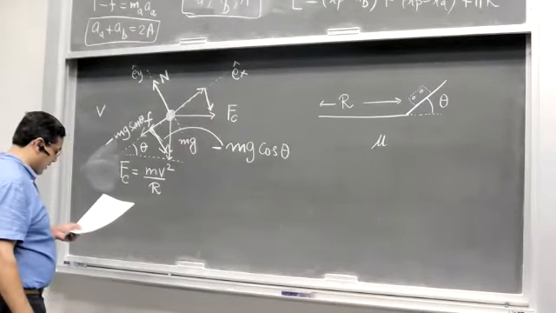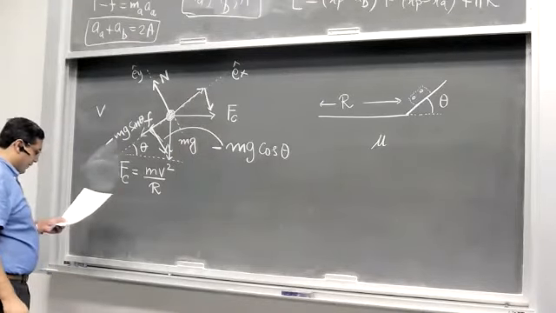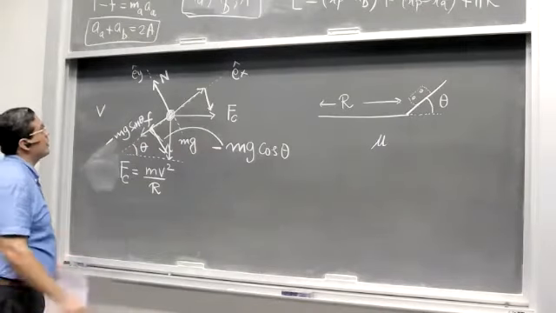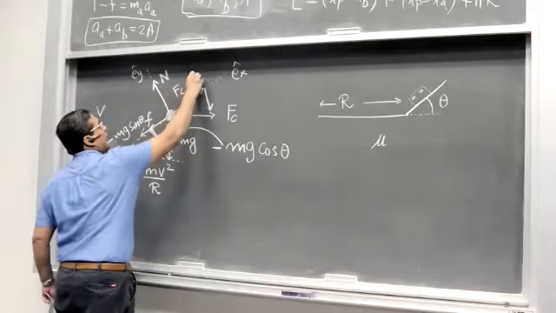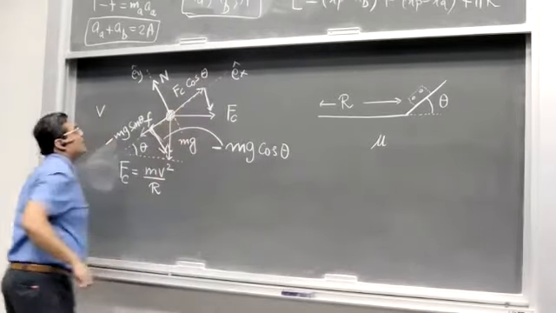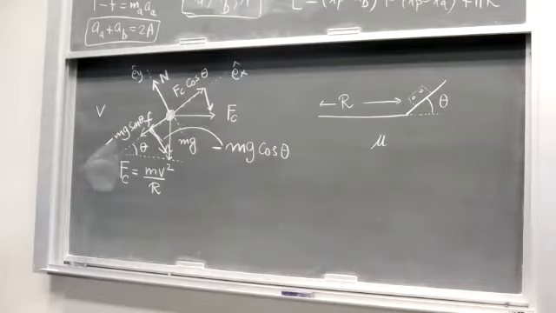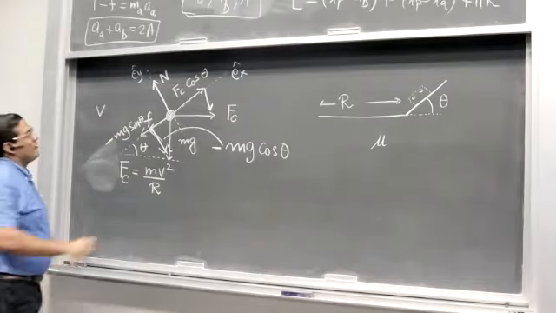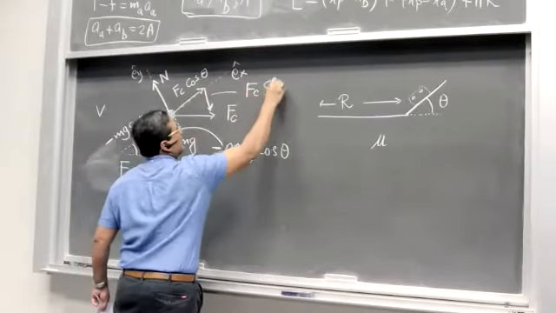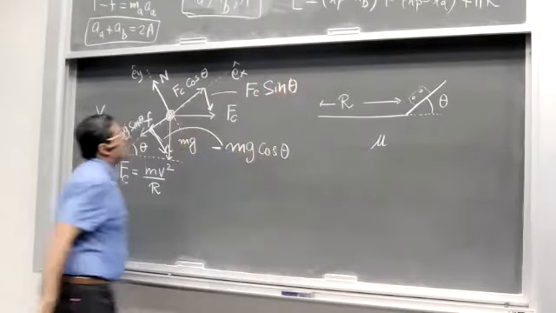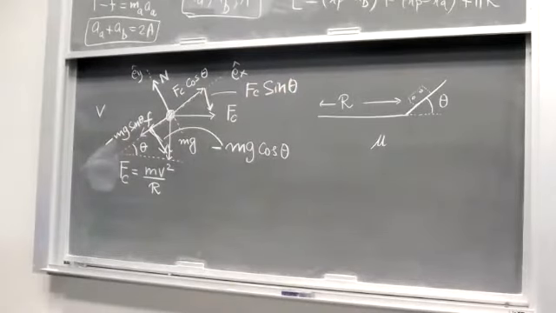So which component of Fc is cosine theta? This component, right? This is Fc cosine theta. Please make sure that these components are correct because I may have made a mistake here. Fc sine theta. Does it all make sense? The whole free body diagram?